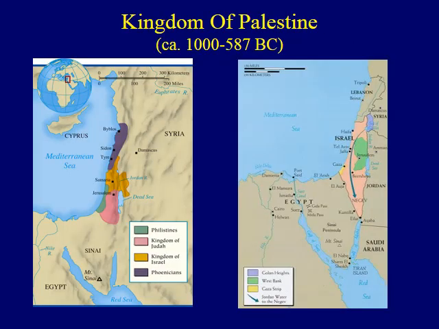Again, here's another map to show the region that we're talking about. On the left, we see the Kingdom of Palestine in the ancient world. On the right, we see today's nation of Israel.